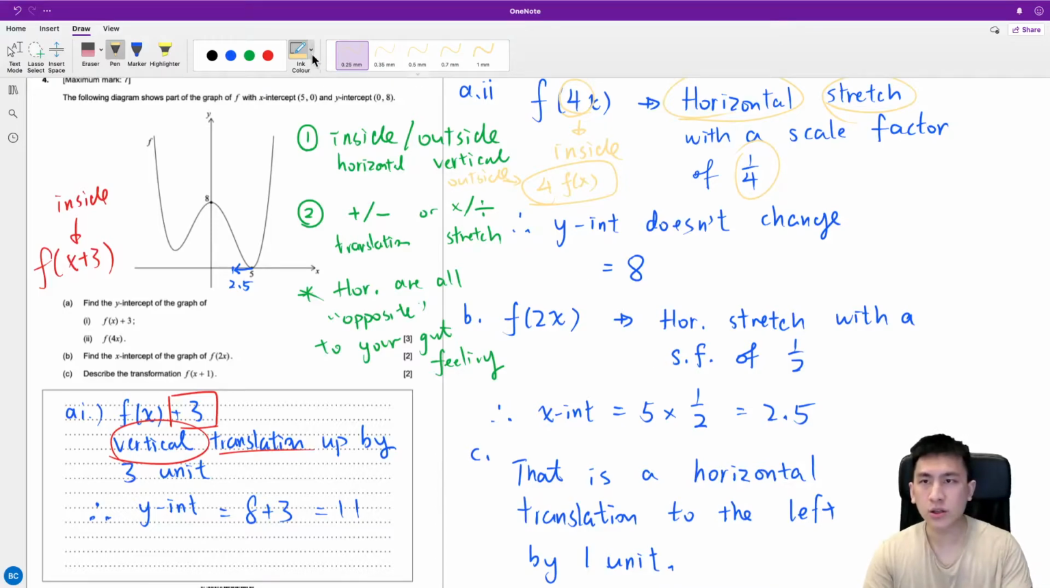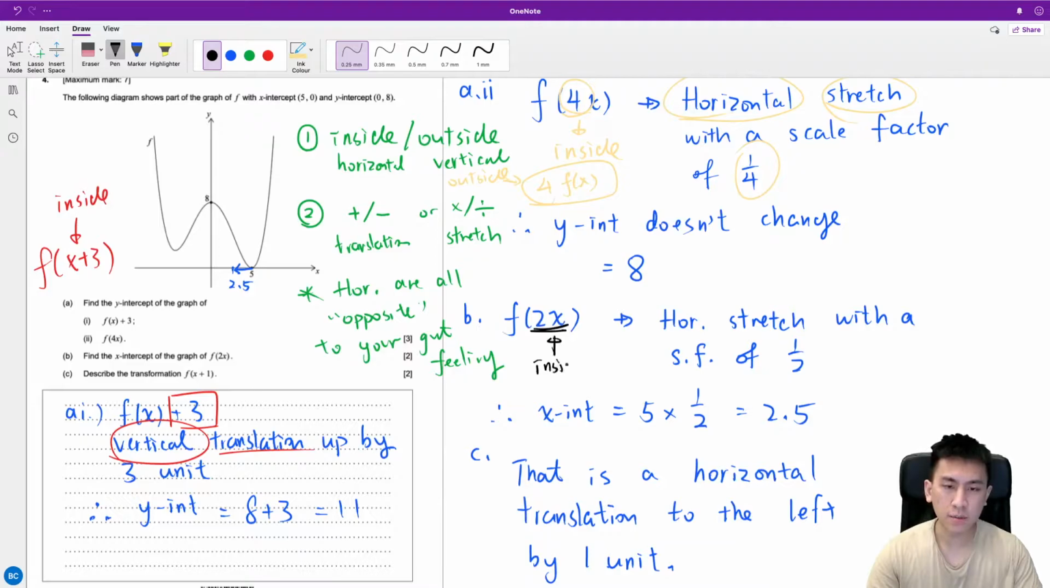Yeah, and then let's do another one. For this one, I'm going to use black. All right. So look, this again, actually it's the same, right? If it's 2x already inside, that's inside. If it's outside, it would be 2f(x), right? And then same idea, so it's horizontal, it's times, right? It's the times, right? So we stretch, and then it works the other way, so it's a half.